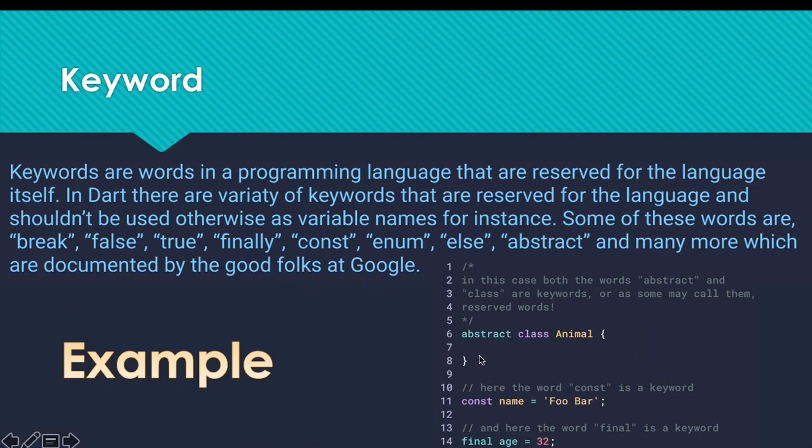As you can see here, there is abstract and class Animal. Here abstract is a keyword and class is also a keyword. We cannot use them as the name of a variable or the name of a class. Here the word const is a keyword. As you can see here, const name equals $4. The const is a keyword, so it cannot be used for the name of a class or for the name of any variable.